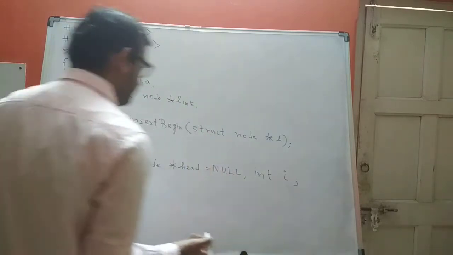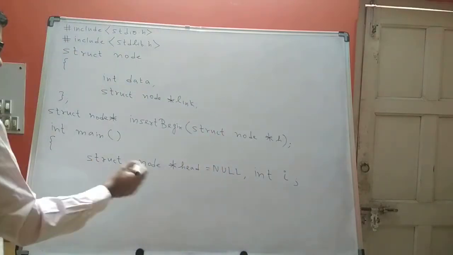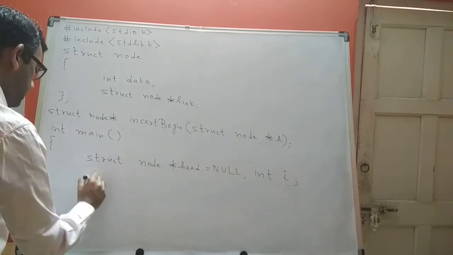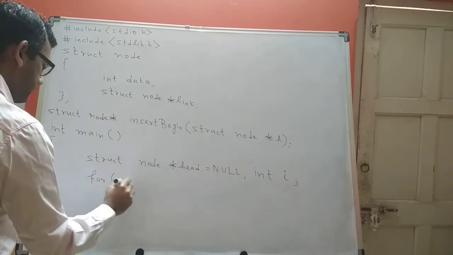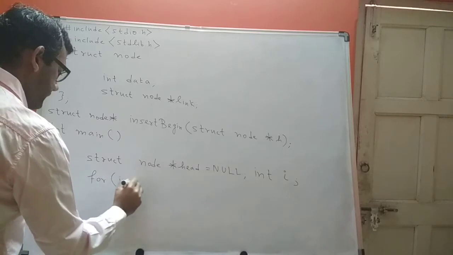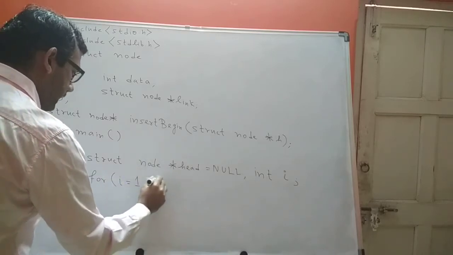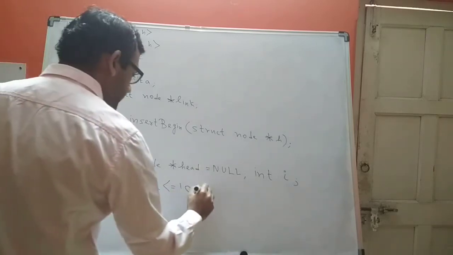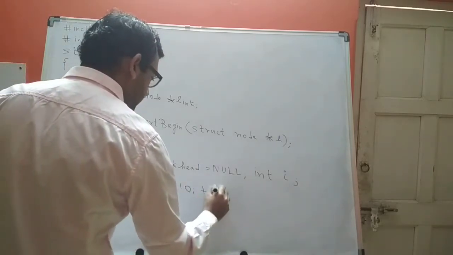I'm calling it I. Okay. So now what I'll do is, I'll start with the loop. My loop will have to run 10 times. So let's say my loop starts from 1 and it goes up to 10. That means that this loop will run how many times? This loop will run 10 times, right?